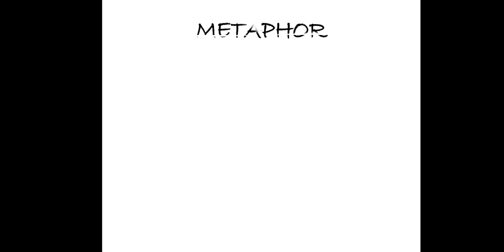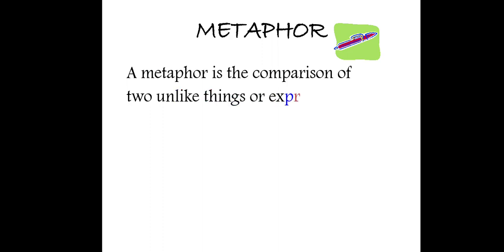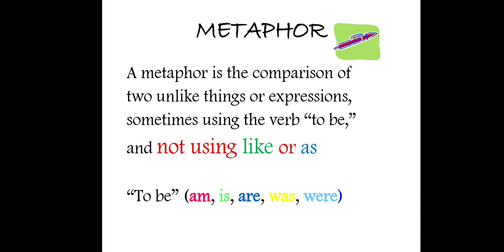The next one is metaphor. Metaphor is also comparison, but how is it different from simile? Let's learn. A metaphor is the comparison of two unlike things or expressions, sometimes using the verb to be and not using like or as. What are these to be verbs? To be verbs are am, is, are, was, were.